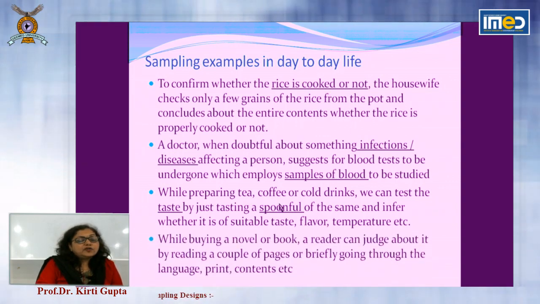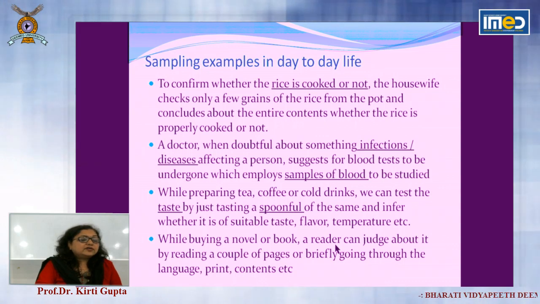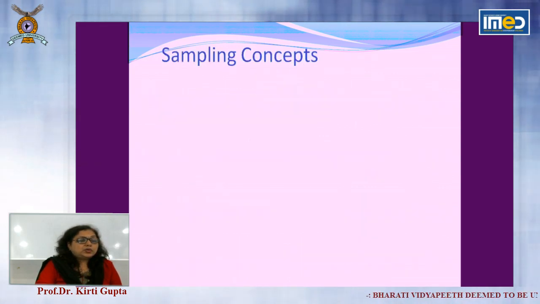While buying a novel or a book, how do we try to decide whether we want to buy it or not? We just flip through the pages. While flipping through the pages, when we like the content, when we like the language of one or two pages or just one or two paragraphs, we want to buy the book. This is nothing but applying sampling for inferring about the whole.